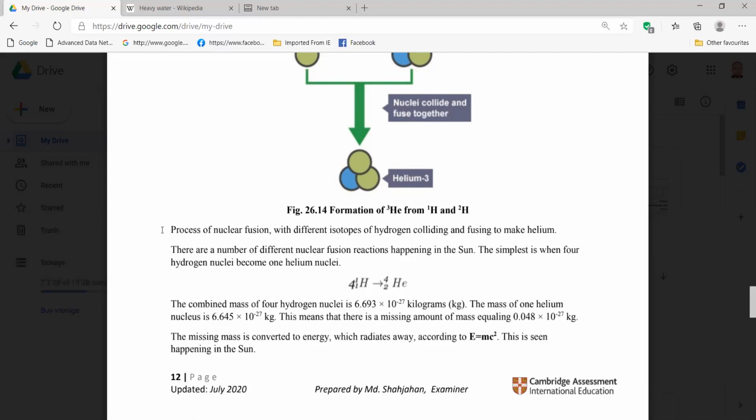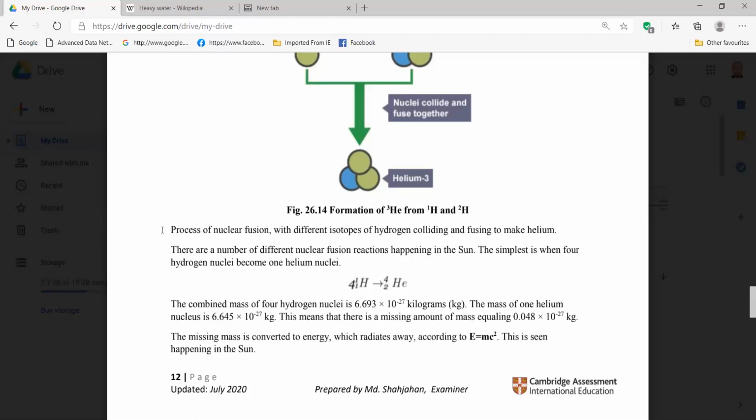Yes, sir. It is the process of nuclear fusion, with different isotopes of hydrogen colliding and fusing to make helium. There are a number of different nuclear fusion reactions happening in the Sun. The simplest is when 4 hydrogen nuclei become 1 helium nucleus.